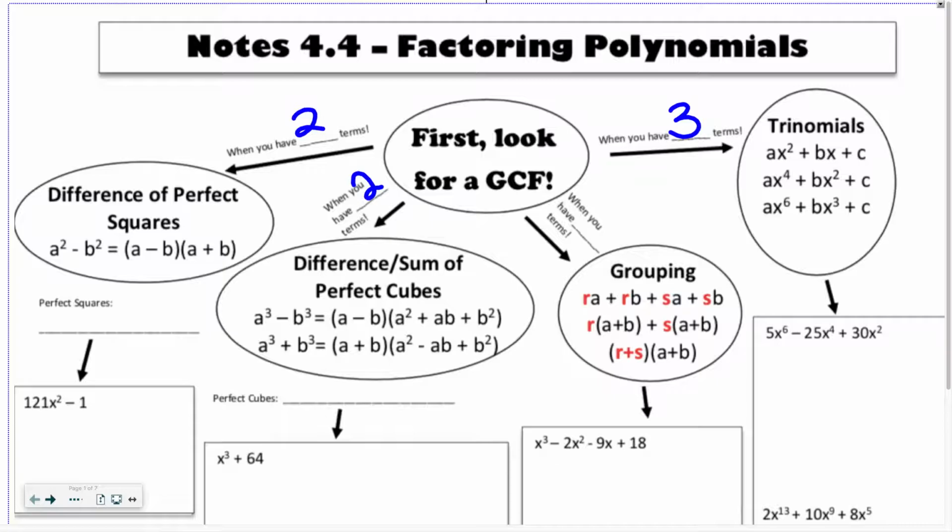And what about grouping? How many terms would you have? It's kind of a strange one. Factor by grouping, you need 4 terms, because you should have done factor by grouping in Algebra 1, and what you do is you split it 2 and 2, and you work with 2 terms at a time. Instead of working with 4 terms, you do 2 terms at a time. So this is when you have 4 terms.